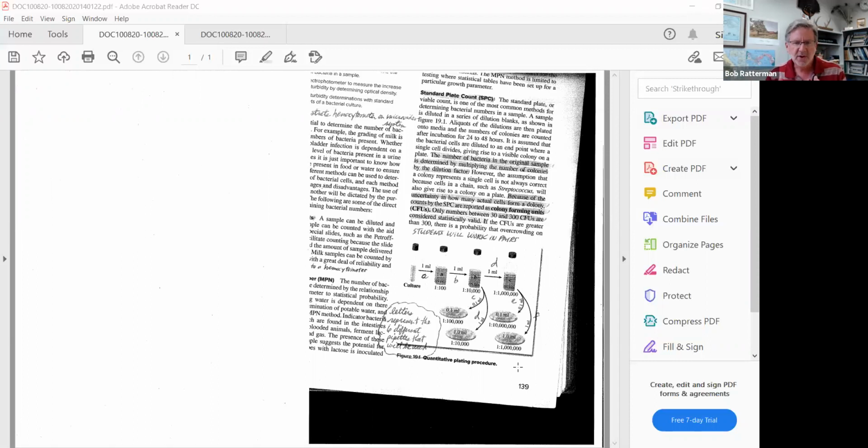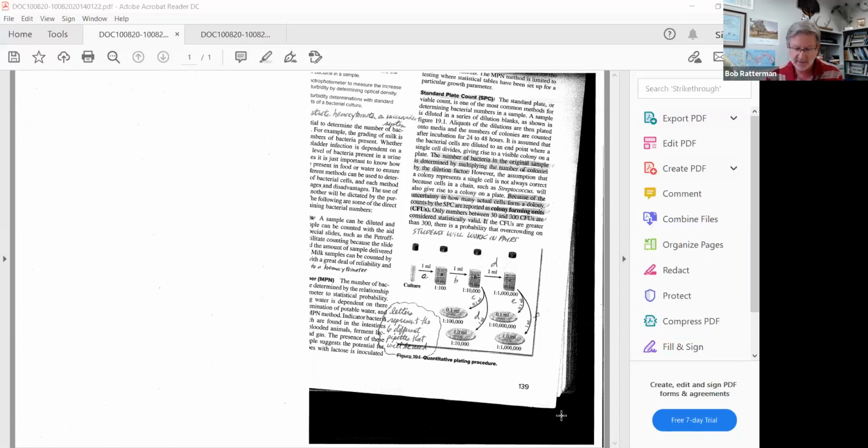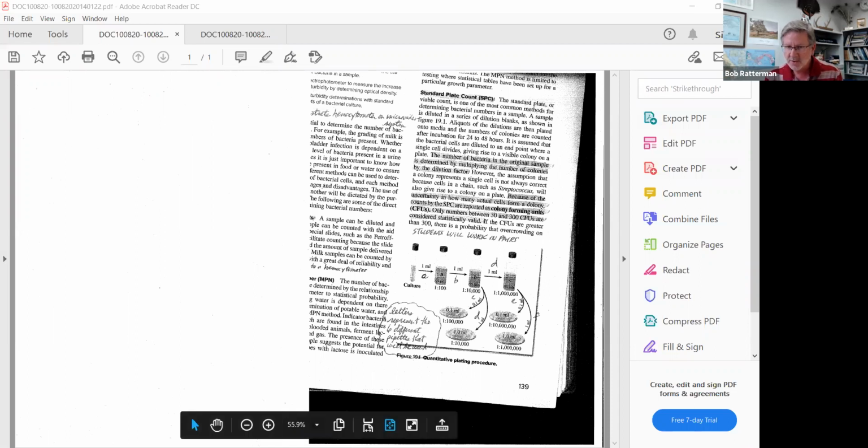So when those students go to pull those 4 plates, they're going to be choosing the plate that has between 30 and 300 colony forming units. That's described again on page 139 under standard plate count. So make sure you read over that. Colony forming units are what we're looking for, and the plate that we're going to choose has between 30 and 300, because those are the statistically valid numbers we have to work with.